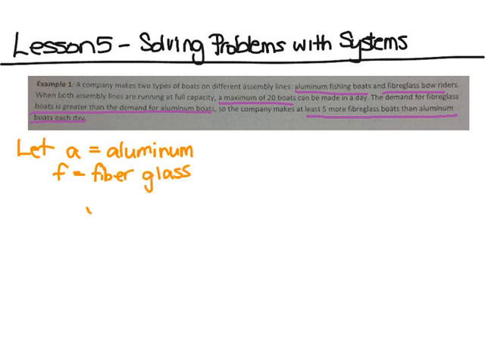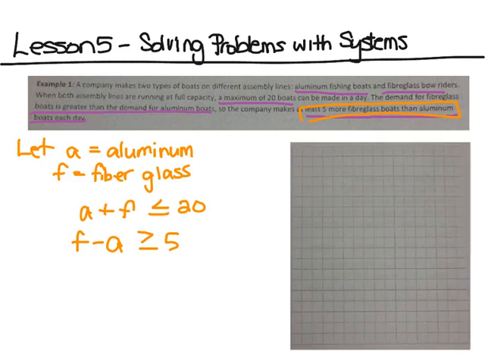If we add A plus F, we know that there's a maximum of 20, so it has to be less than or equal to 20. That's our first inequality. Now the second part says there has to be at least 5 more fiberglass boats than aluminum boats. So if you take fiberglass boats, which is more, and subtract however many aluminum boats there are, it's going to be greater than or equal to 5, because there are more fiberglass boats than aluminum boats by a difference of at least 5.